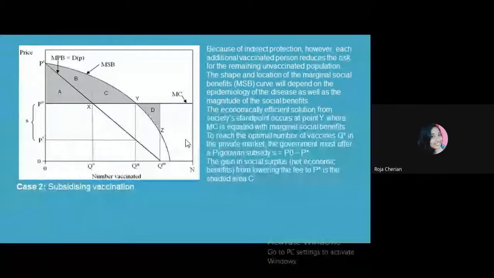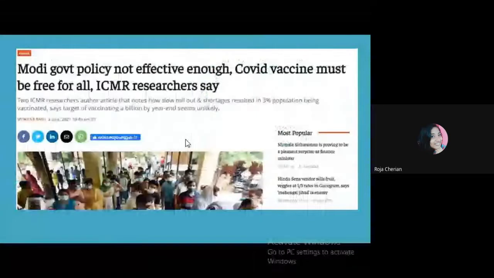Also, the shape and location of the marginal social benefit depend on the epidemiology of the disease as well as the magnitude of the social benefit. In our society, many people have no capability to take vaccination at a higher price. So there is importance in providing vaccines at free cost.